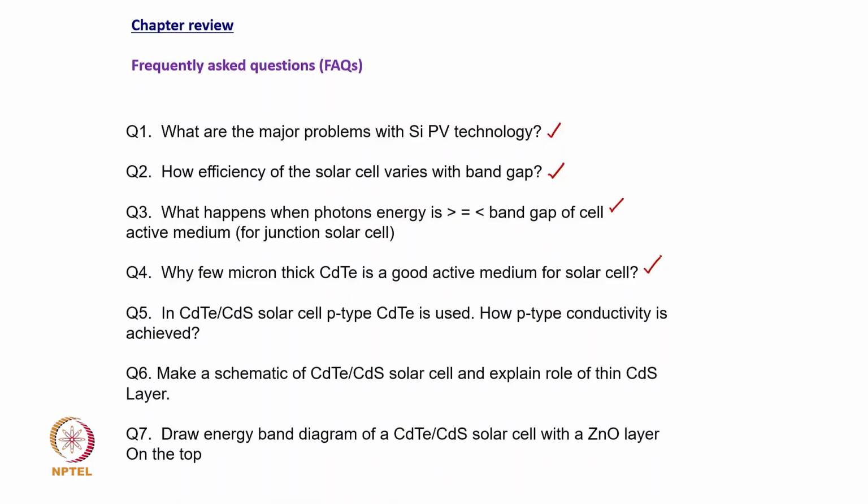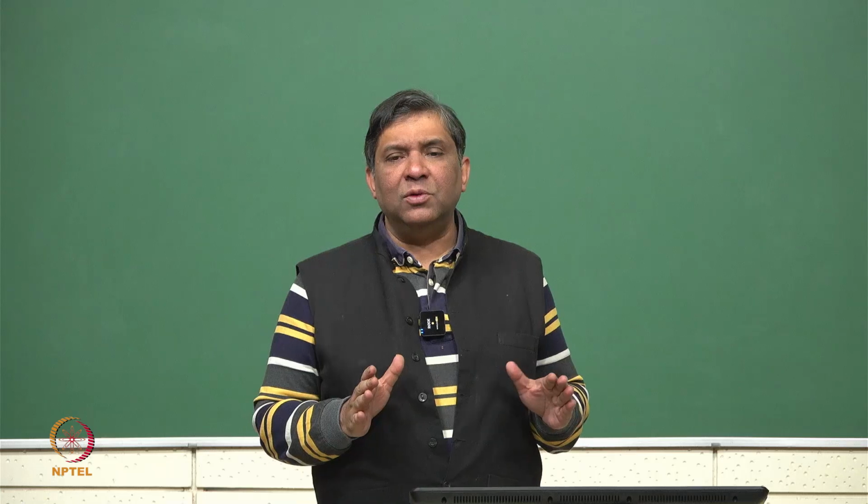In CdTe, CdS solar cell, p type CdTe is used. How is p type conductivity achieved? So, we have discussed how p type conductivity is achieved.